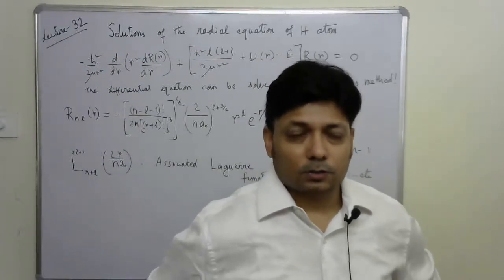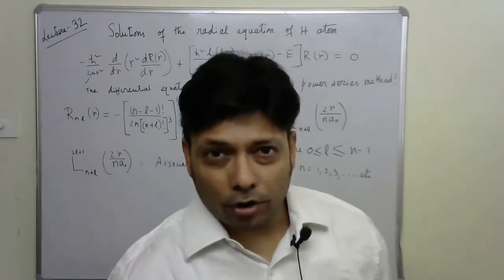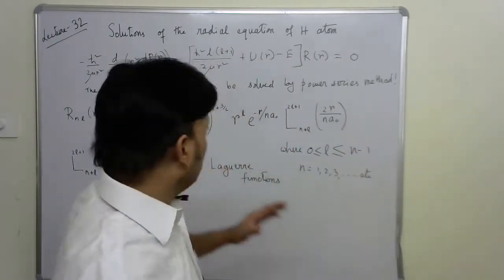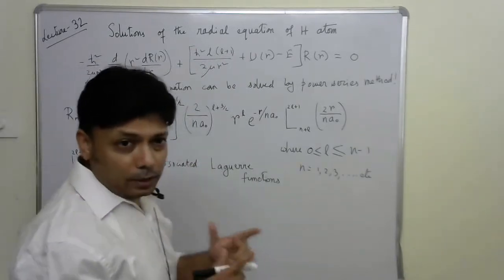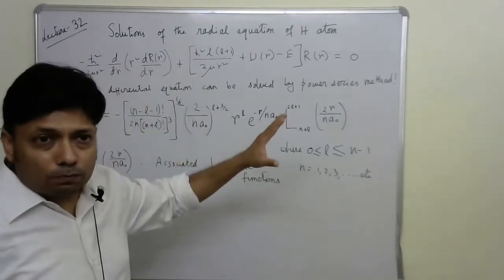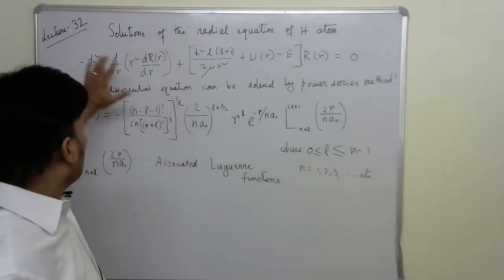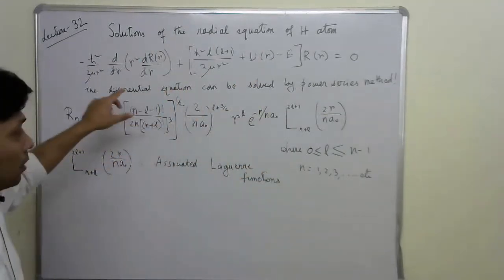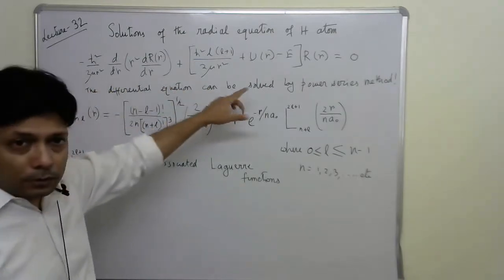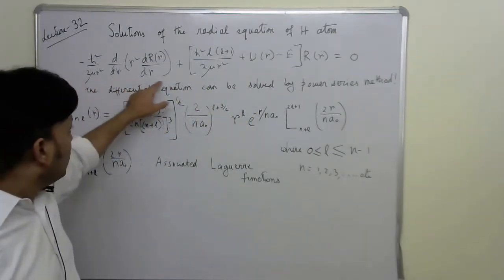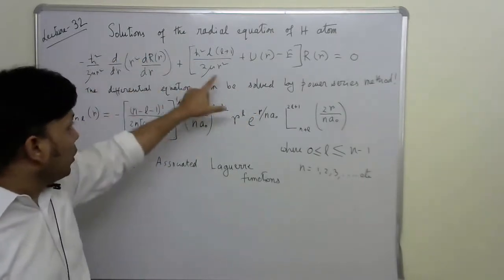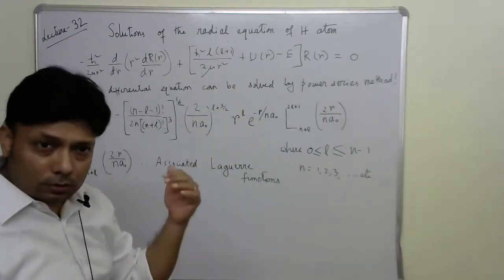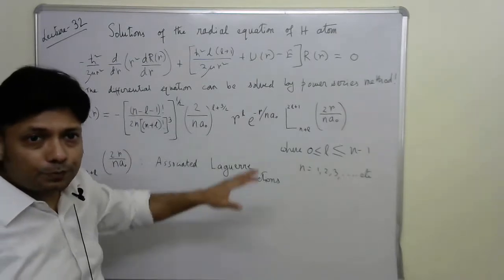Welcome back to the solutions of the Schrodinger equation of hydrogen atom. So in lecture 32 today, we will resume the part of solutions of the radial equation of the hydrogen atom. I hope you remember that this is the radial equation for the hydrogen atom we just derived from the Schrodinger equation in lecture number 32.